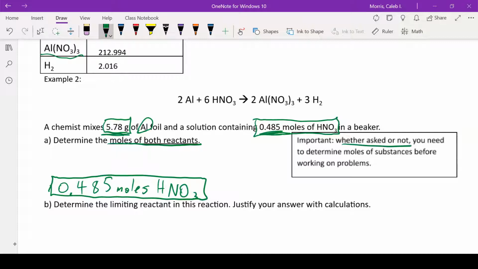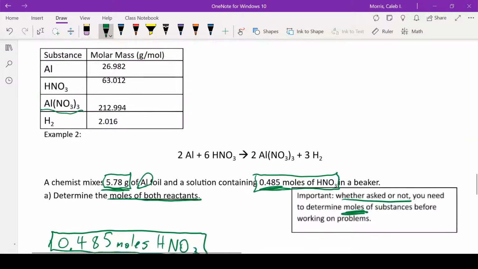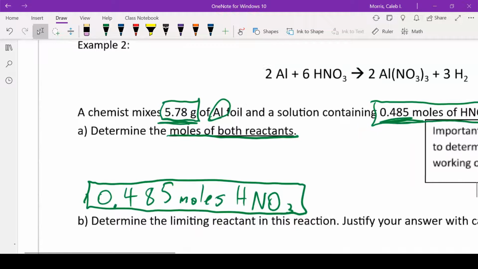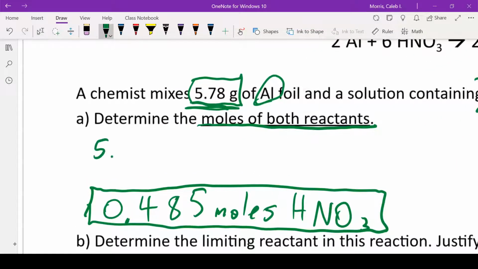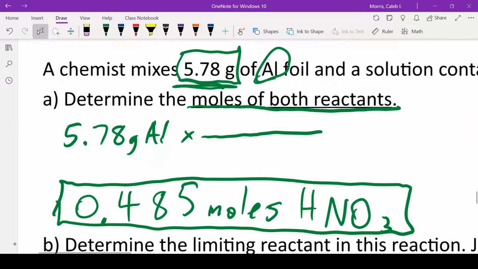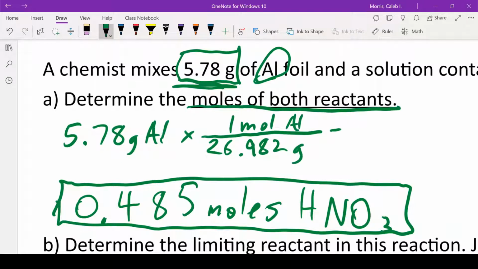Remember, whether asked or not, we need to know moles of the substance before we work the problem, because the chemical equation is written in terms of moles. So recalling that, we need to find moles of aluminum. We've got our mass of aluminum up here. We're going to use that. We have 5.78 grams of aluminum, which is the mass given in the problem. And then we're going to use the molar mass of aluminum, which is, again, 26.982 grams of aluminum in 1 mole of aluminum. Crunch the numbers, and you should get 0.214 moles of aluminum.